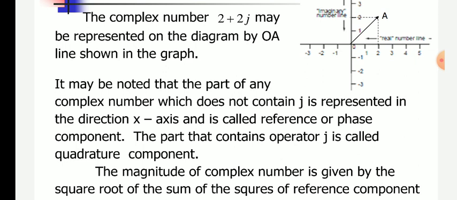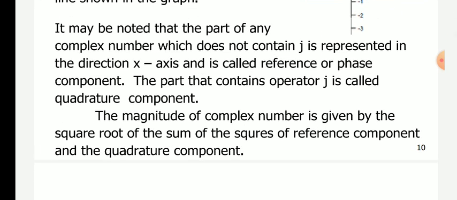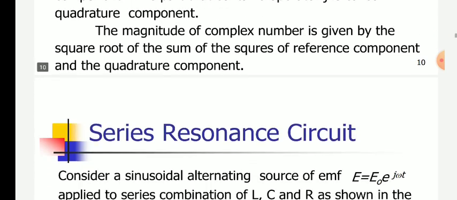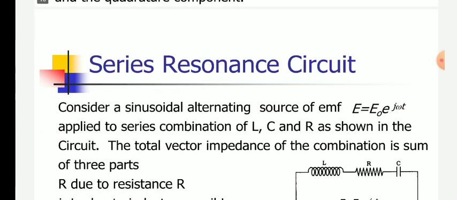direction of the x-axis and is called the reference or in-phase component. The part that contains the operator j is called the quadrature component. The magnitude of a complex number is given by the square root of the sum of squares of the reference component and the quadrature component. So with this operator j and Argand diagrams, let us start with the series resonance circuit.